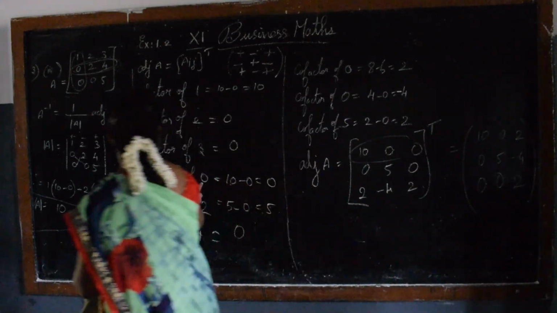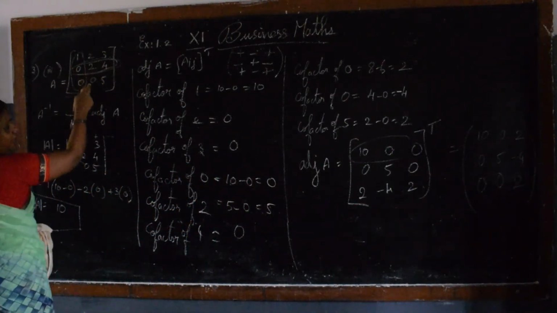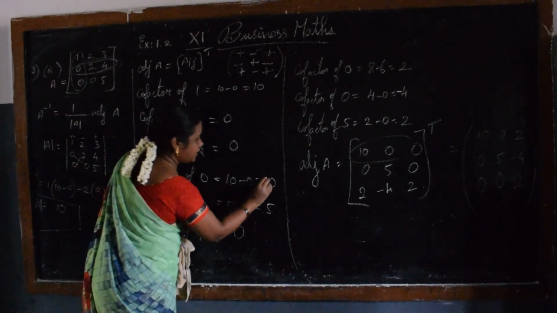Here see, cofactor of 0. 5 2s are 10 minus 0. 10 minus 0 is 10 only, sorry.